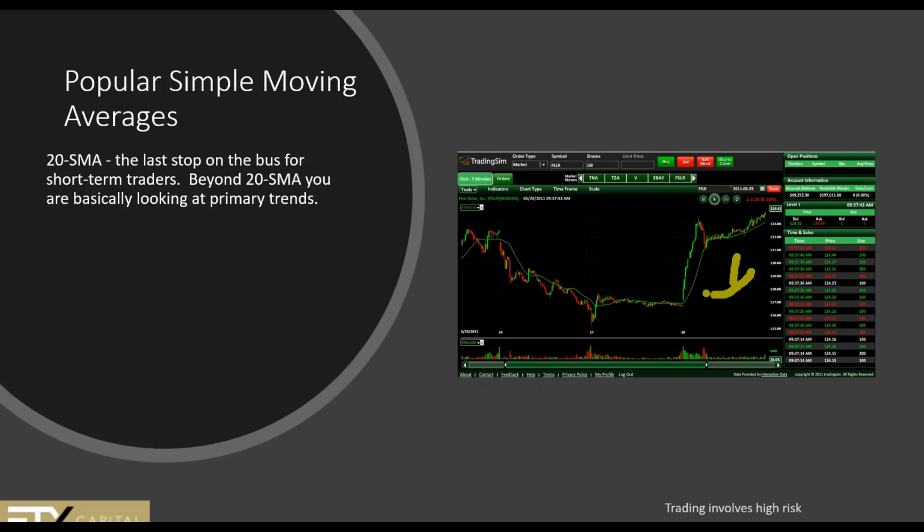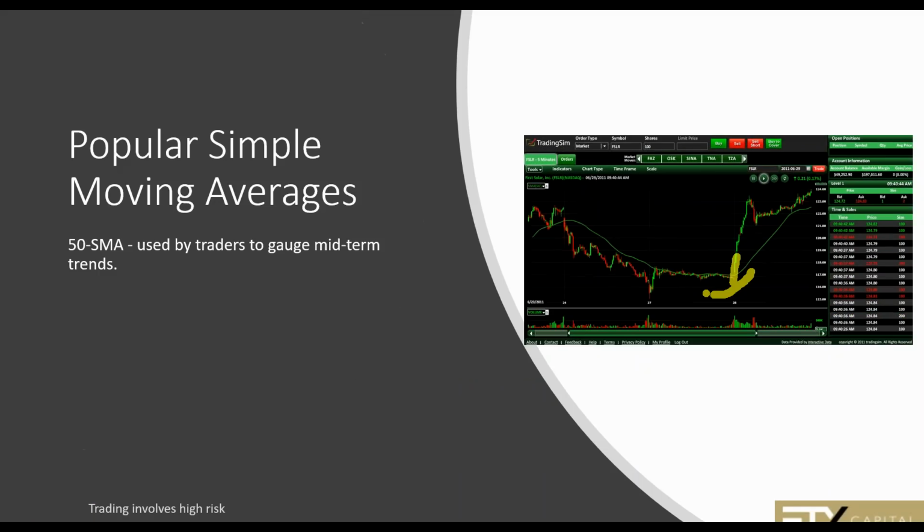Then we have the 20. Now, a 5, 10, and 20 is a great trading strategy. So the last stop of the bus for small short-term traders is a 20-period moving average. Beyond 20, you're basically looking at more primary trends, and they work better for longer-term investors.